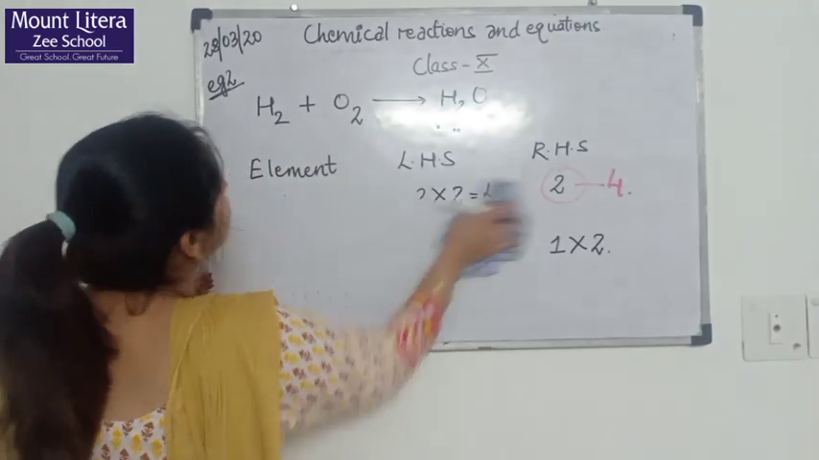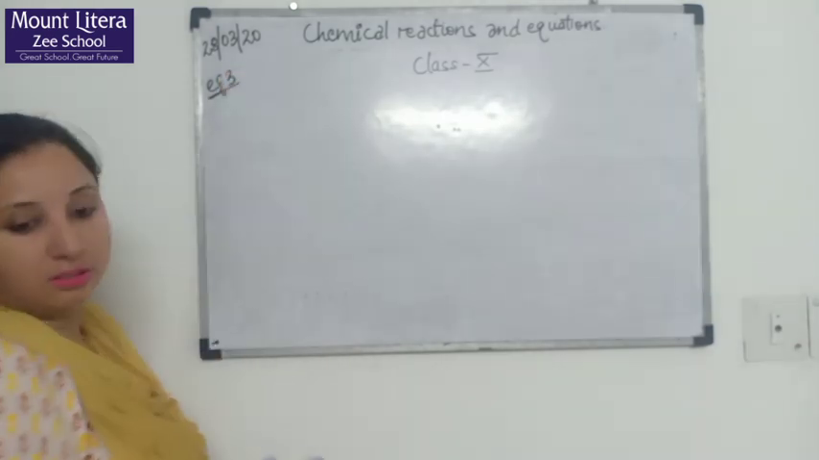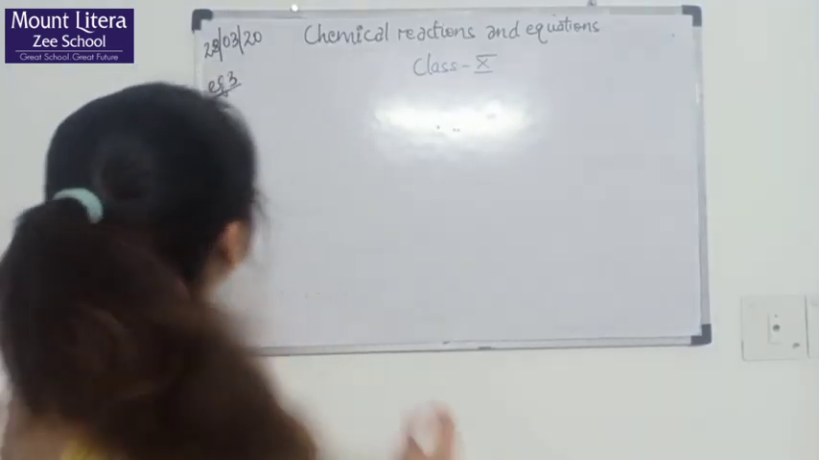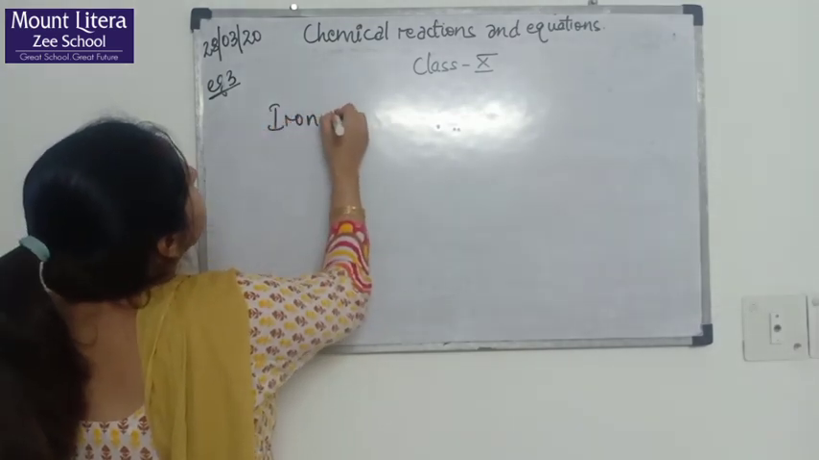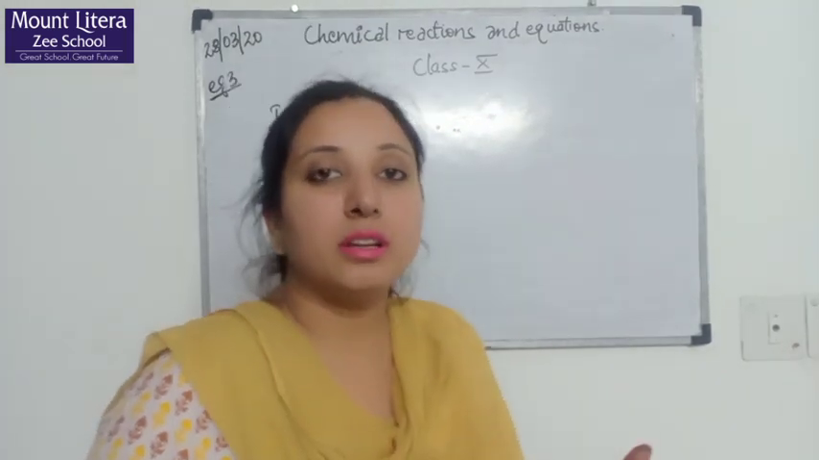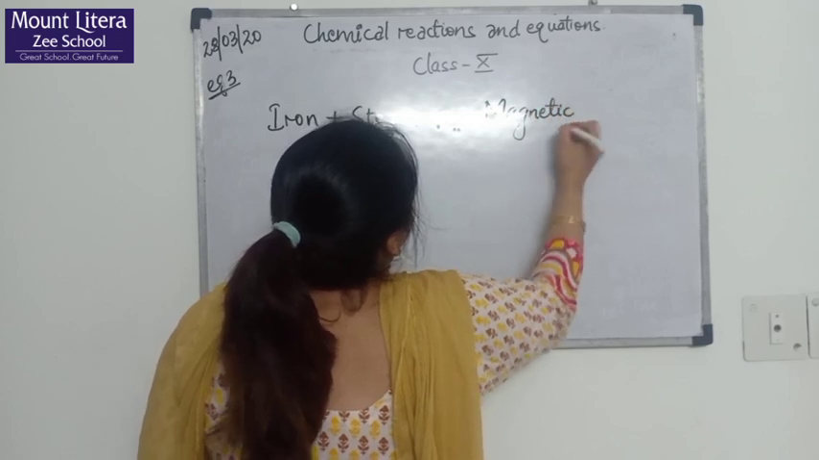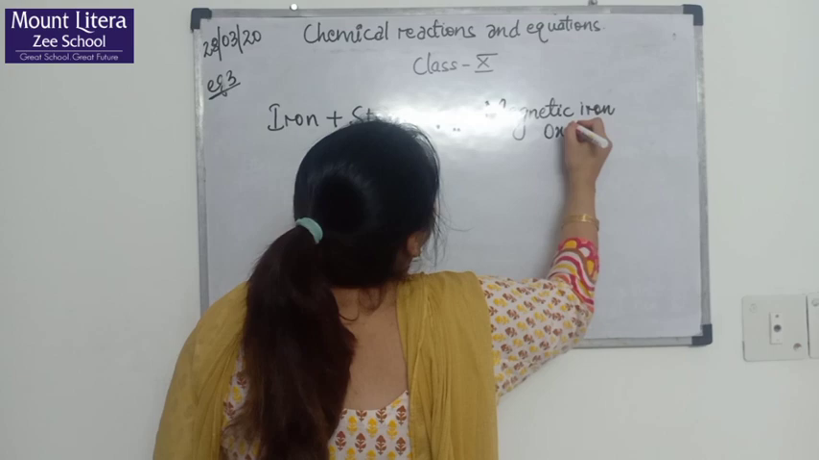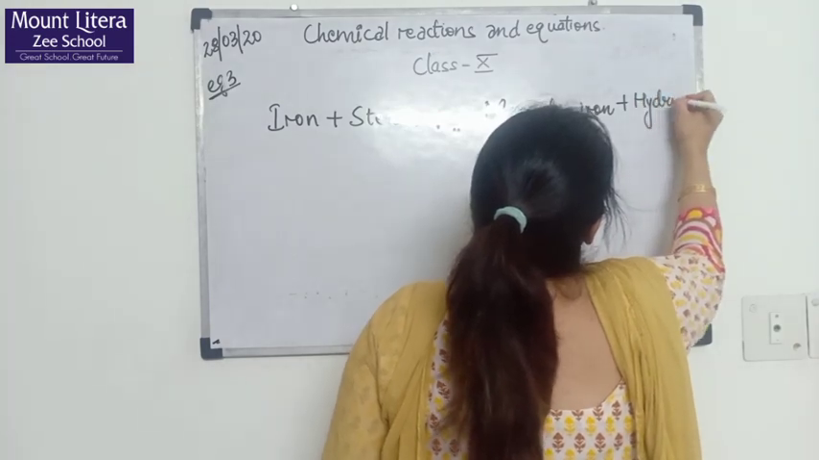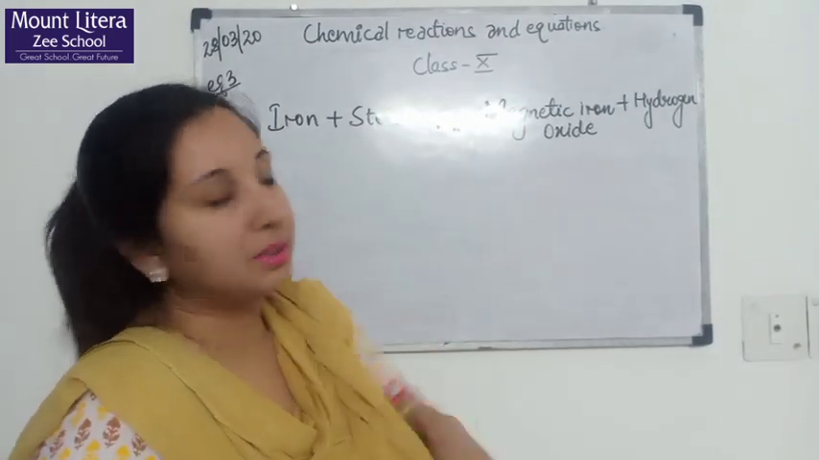Now coming to a few more examples. Let's take iron reacting with steam. Steam means water in gaseous form. It forms magnetic iron oxide and hydrogen. Now carefully listen, the above examples were very simple.